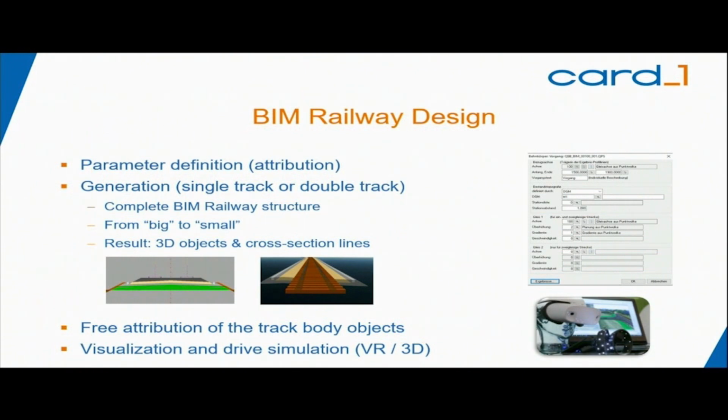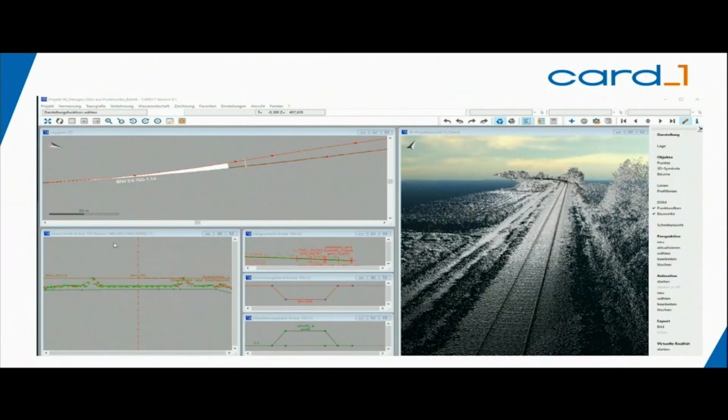Designing it from big to small, I wrote down here. So it will create it. And you not only get cross-section lines, you also get a full object, a track object. At the end, we can visualize it and do drive simulations. CAD1 is able to do that, also supports virtual reality, and we have a 3D project view. The appropriate video shows the information I just mentioned.